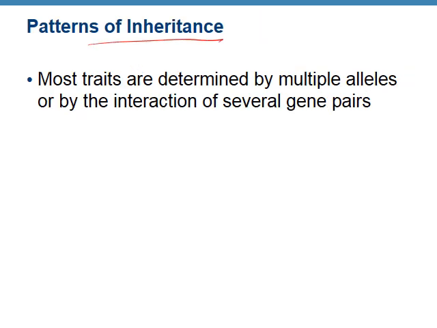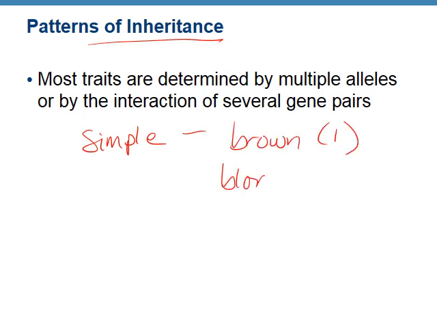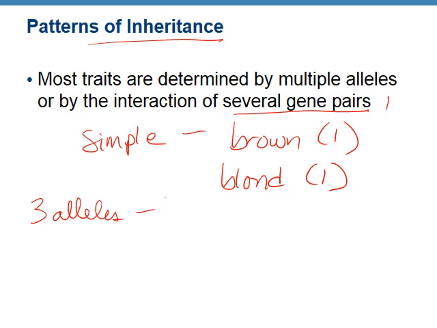We need to go through and talk about patterns of inheritance. Something to keep in mind is we're going to keep this very simple. We're going to say there's one brown-haired allele and there's one blonde-haired allele. But there are sometimes several gene pairs that have to interact in order to produce a phenotype. So eye color, we try to make it really simple in the textbook, but it is much more complicated. There are 3 alleles on different chromosomes that we've found so far that can control eye color.